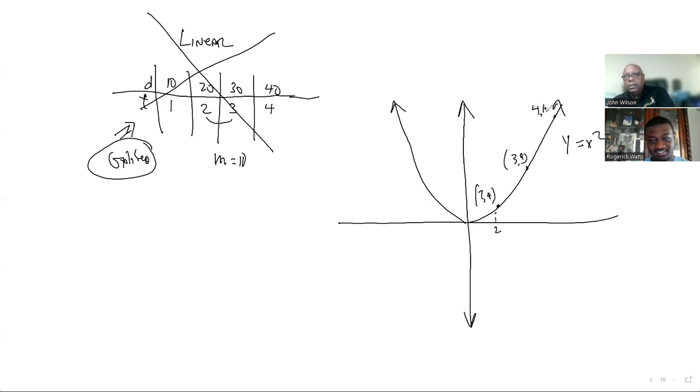If you just figure it out, 9 minus 4 is 5, and 3 minus 2 is 1. That's 5. Then over here, 16 minus 9 is 7, and 4 minus 3 is 1. It seems to be increasing. The rate is increasing.